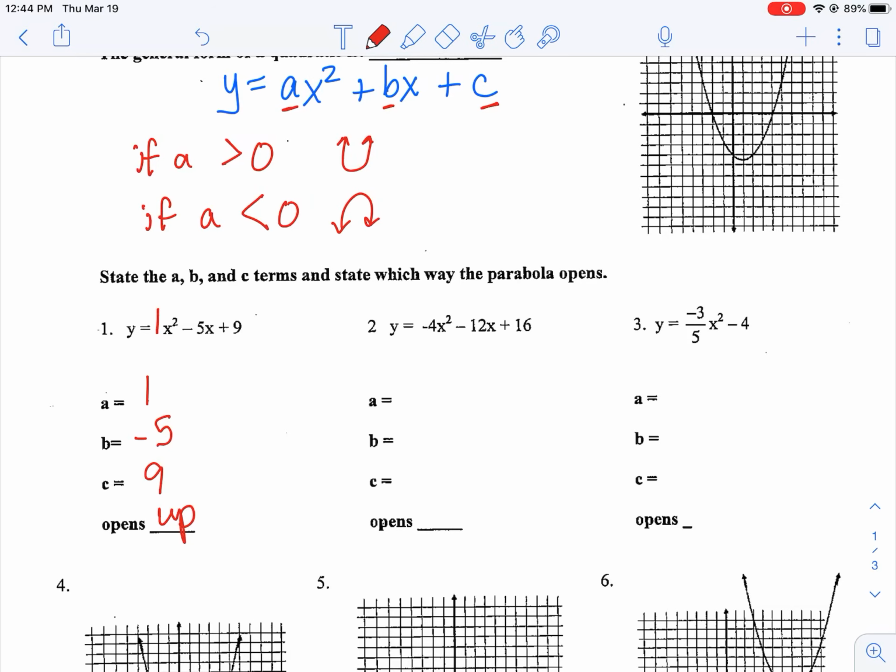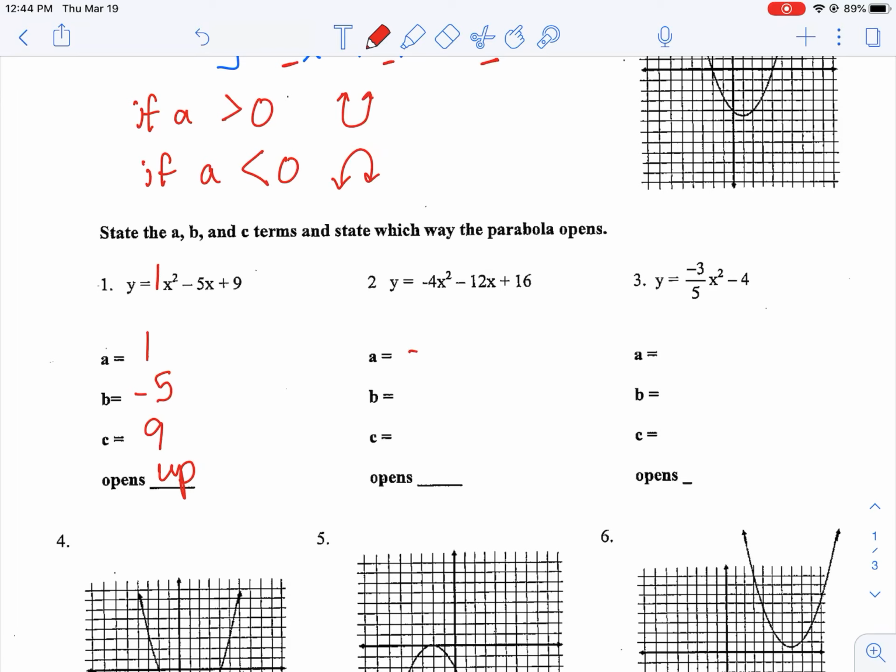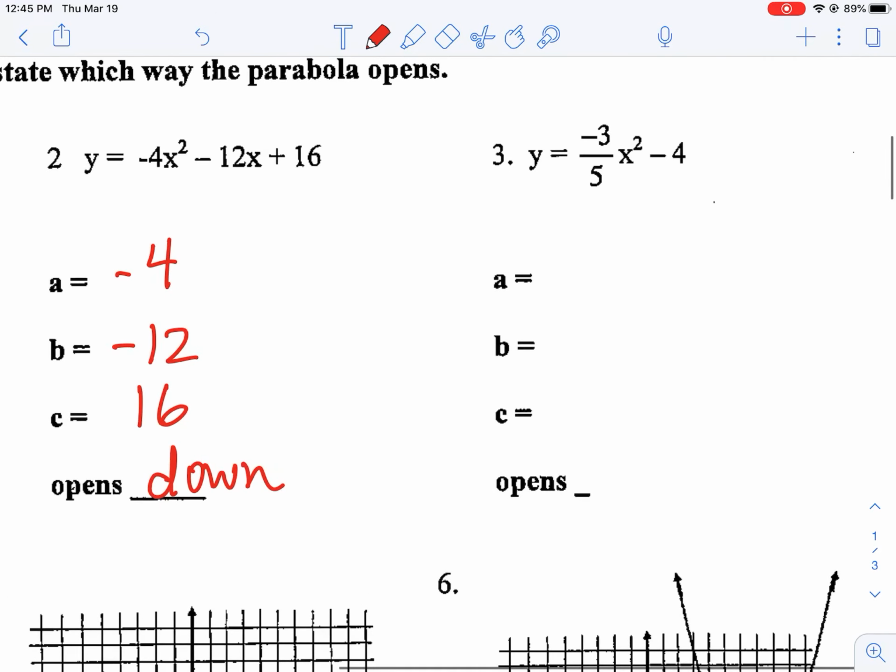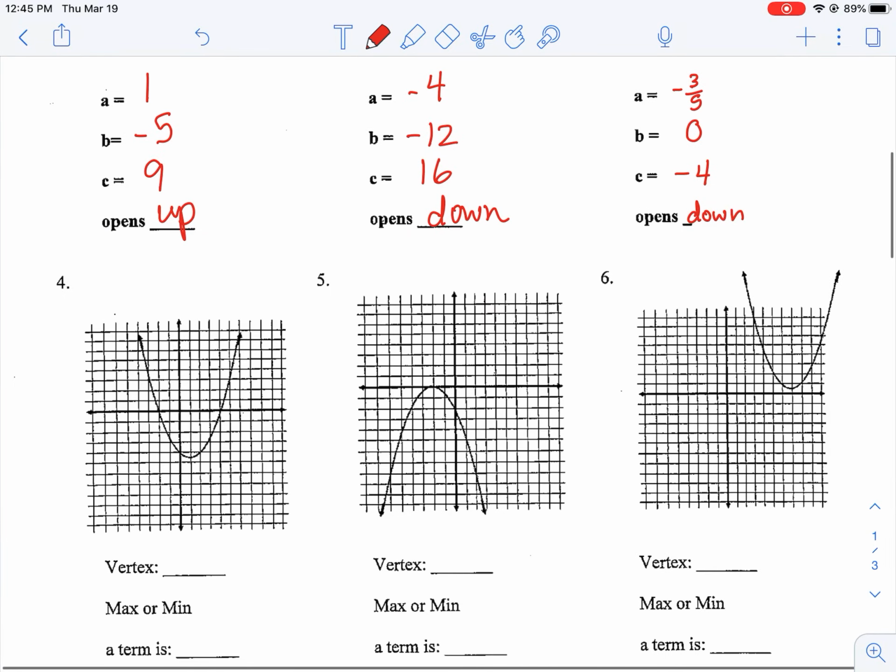All right, let's look at number 2. So a is negative 4, b is negative 12, and c is 16. So this parabola is going to open down. And number 3, we have a fraction there. We can handle that. So a is negative 3/5. B, well, there's no x term, so for the b, we're actually going to call that 0. And c is negative 4. So this opens down because our lead coefficient is negative.